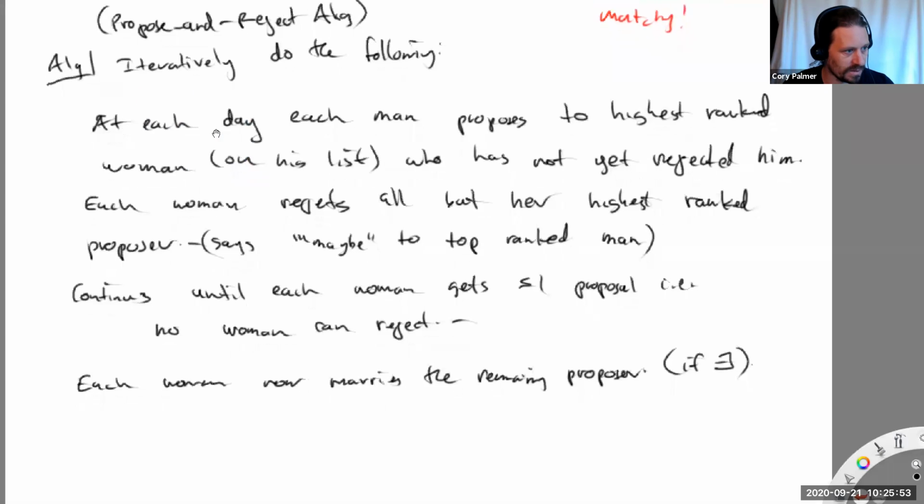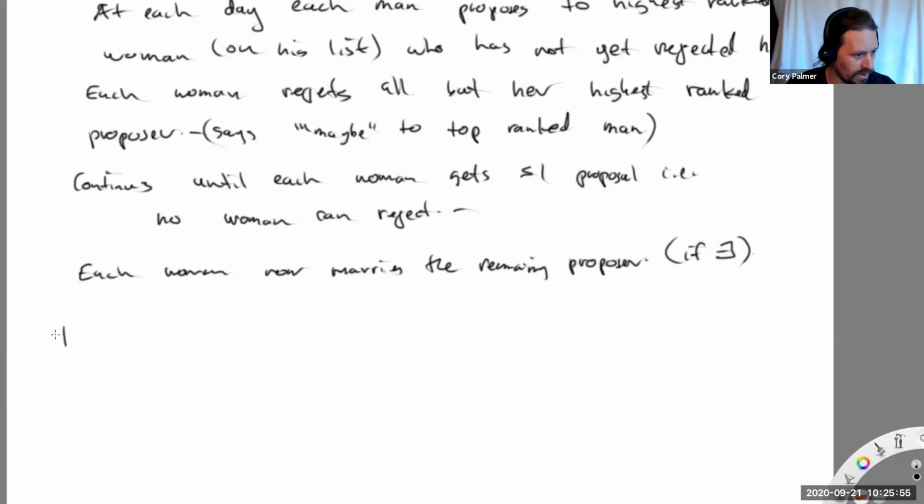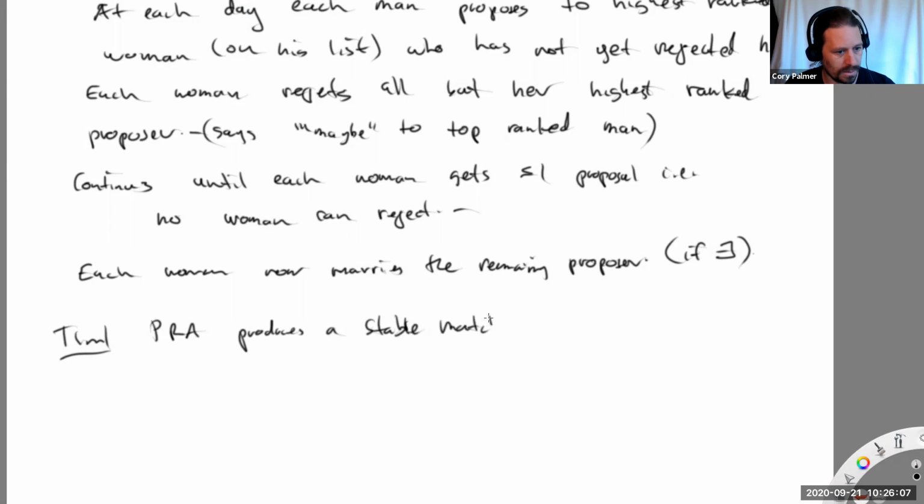All right, so there's a few things to check. So, theorem: the propose and reject algorithm produces a stable matching. Okay, in other words, no unstable pair. It doesn't produce an unstable pair.